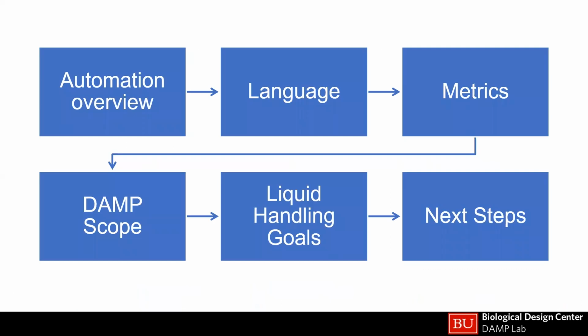A little overview of where I want to go is just very high level. This might be basic for most of you, but just an overview of automation, kind of the who, what, and why. It might not be in that order. Don't quote me on that. But those are the three questions. And then I want to talk briefly about language and sort of saying what we mean, metrics, the scope of the DAMP work, some of the goals that I have when I sit down to write a liquid handling method, and then next steps from my low-level lettuce perspective.